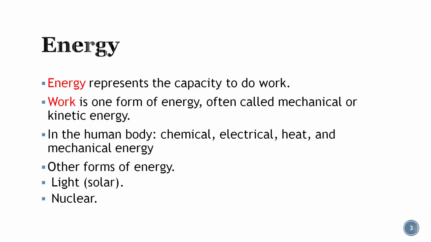The energy is the capacity to do work. That's the formal definition. And in the human body, there are 4 types of energy that are important and relevant for this chapter. Those are chemical, electrical, heat, and mechanical energy. Work is also considered one form of energy, and it's often called mechanical or kinetic energy. And there are also other forms of energy. Those are light or solar energy that we get from the sun, and nuclear energy.